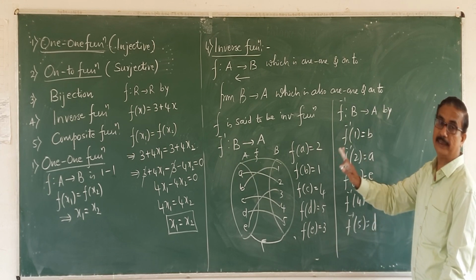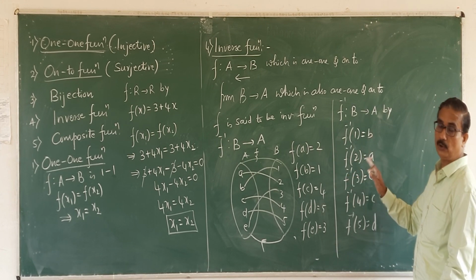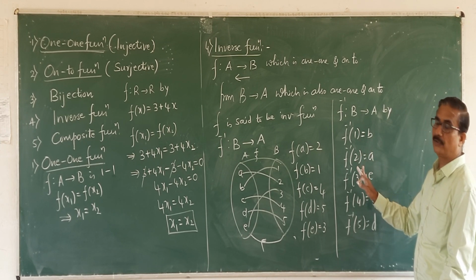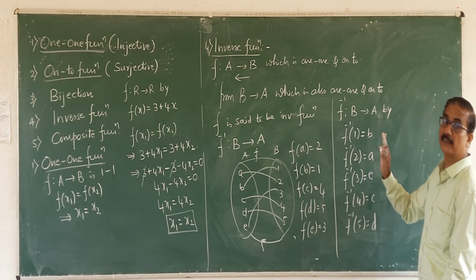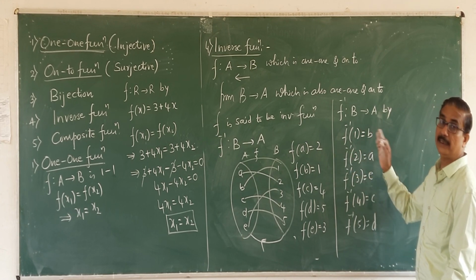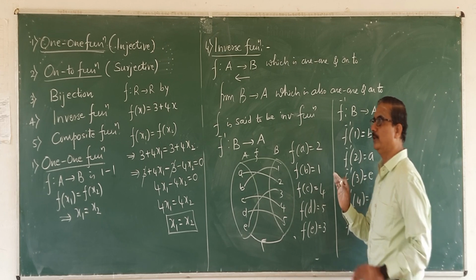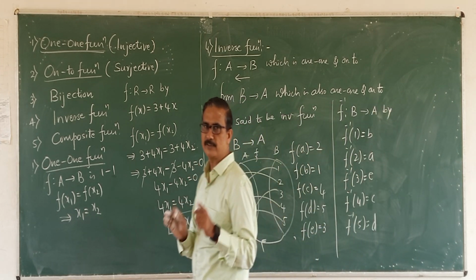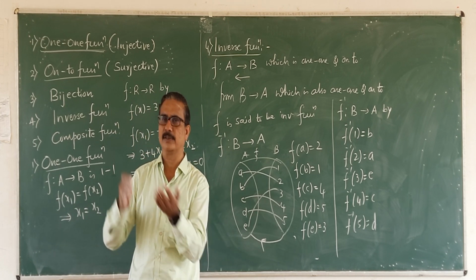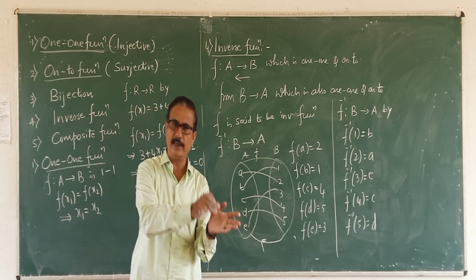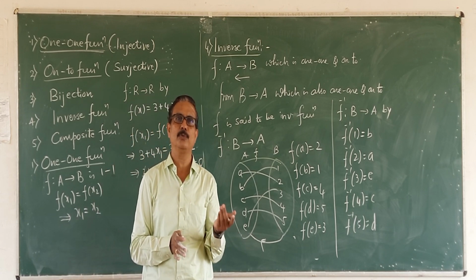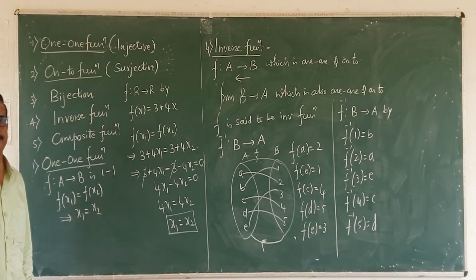If the function f is one-one and onto, and the reverse function from B to A is again one-one and onto, then the function f is said to be an inverse function, or another name, an invertible function. Either inverse function or invertible function.